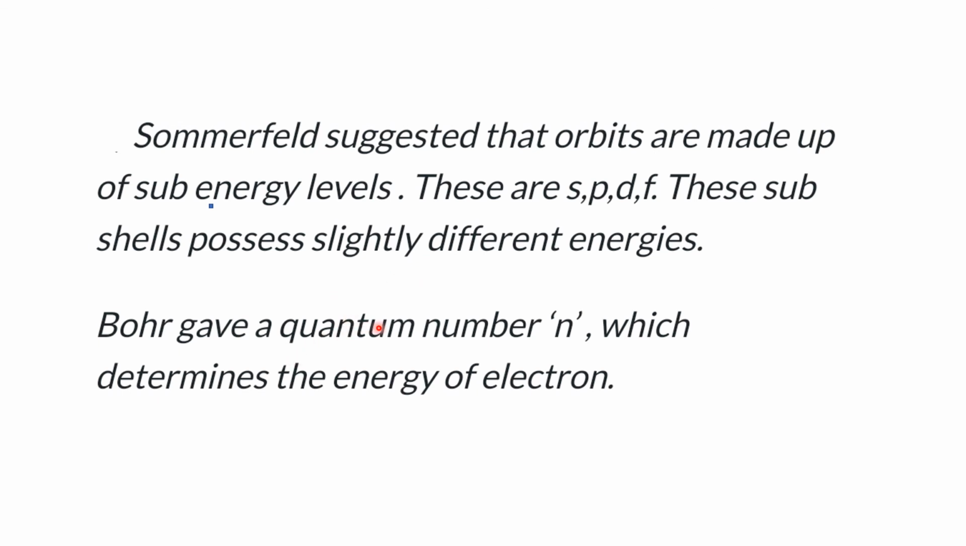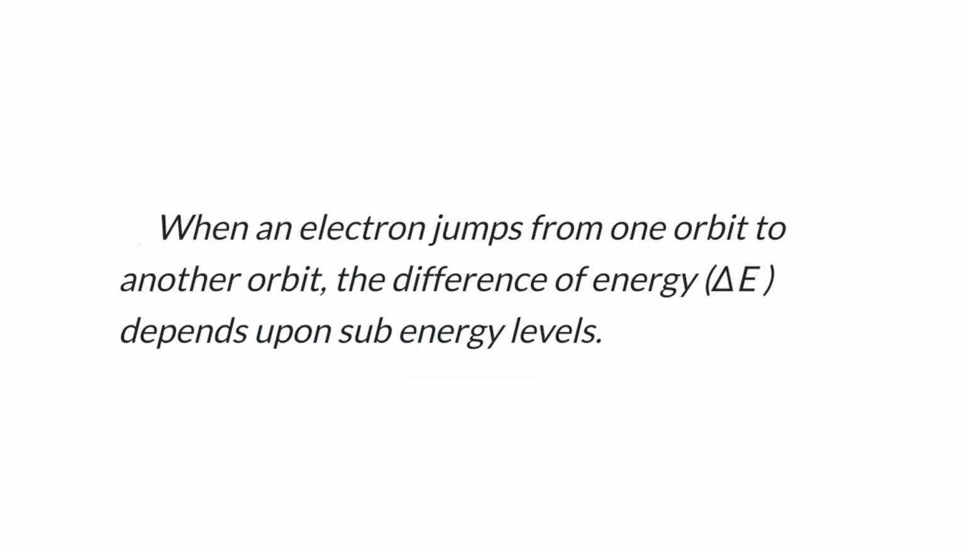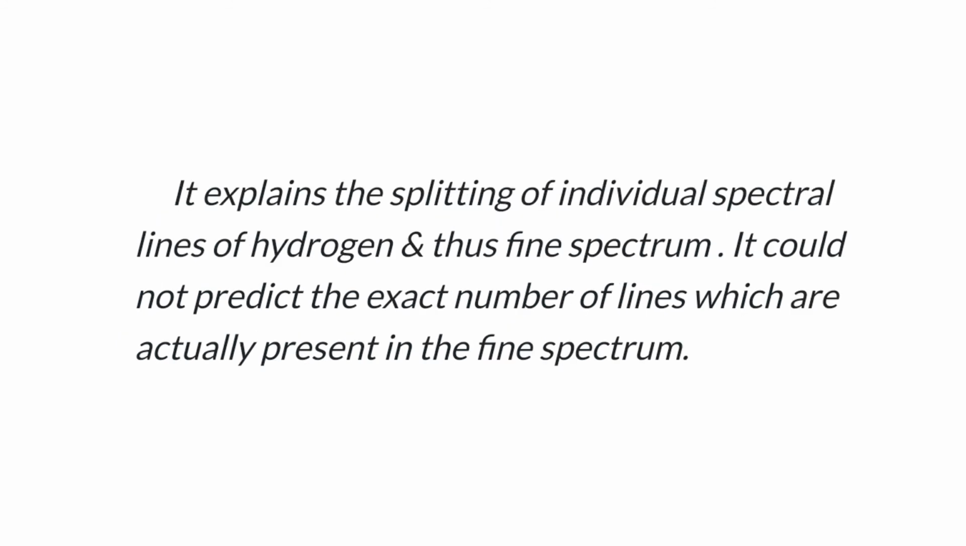Bohr gave a quantum number n which determines the energy of the electron, that is, the principal quantum number n. And when an electron jumps from one orbit to another orbit, the difference of energy depends upon the sub-energy level. So this jumping of the electron is possible due to the change in the energy of the sub-energy levels. It explains the splitting of individual spectral lines of hydrogen and thus the fine spectrum. It could not predict the exact number of lines which are actually present in the fine spectrum.